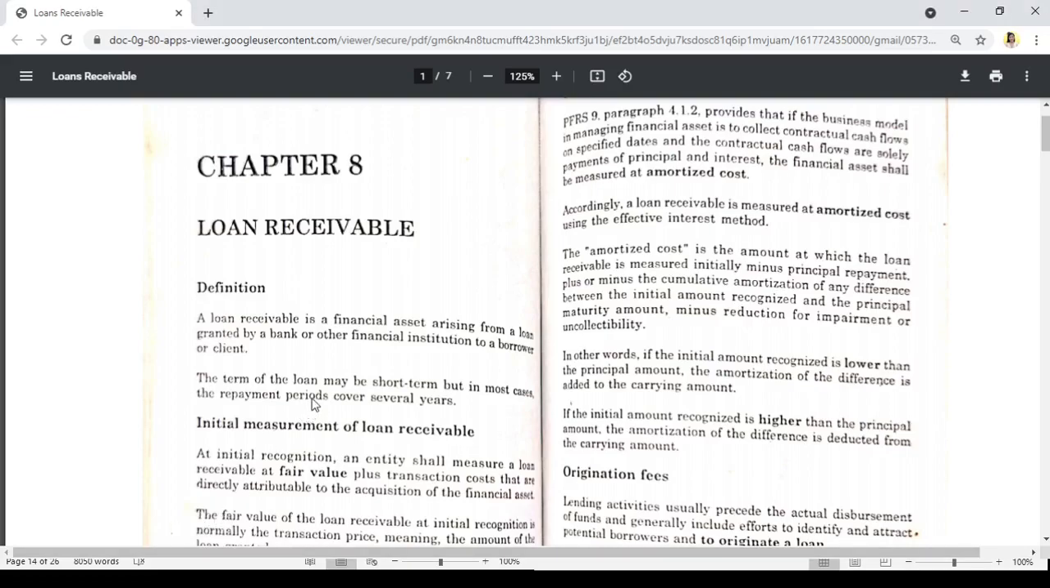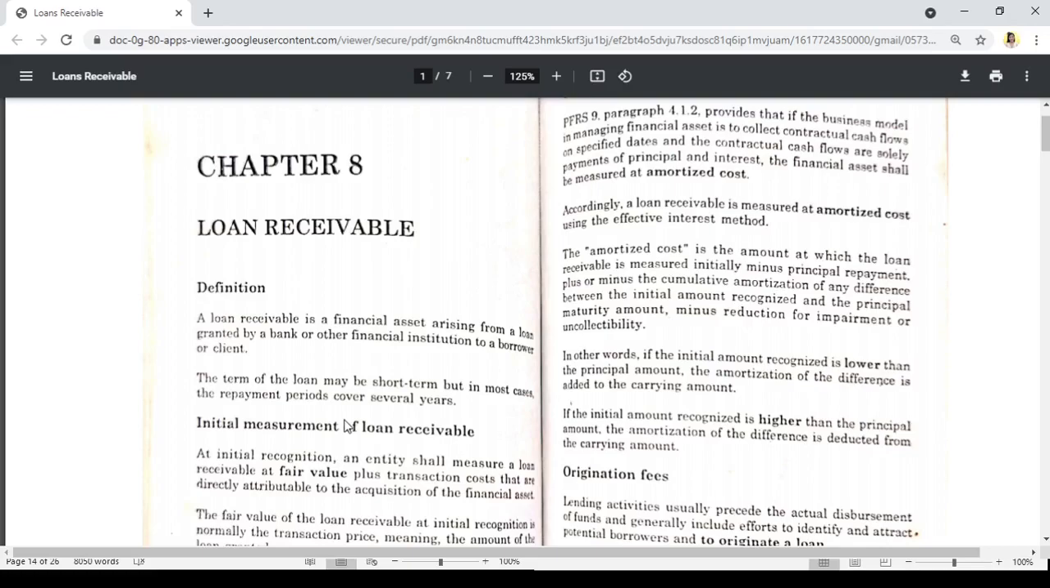What is a loan receivable? A loan receivable is a financial asset arising from a loan granted by a bank or other financial institution to a borrower or client. The term of the loan may be short-term, but in most cases, the repayment periods cover several years. Loan receivable is usually found in a financial institution or bank because in this type of business, the ordinary activity is the granting of loans to their clients.